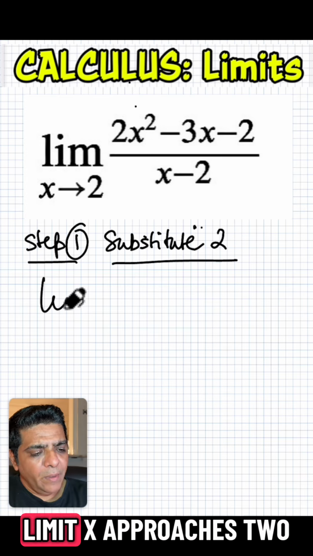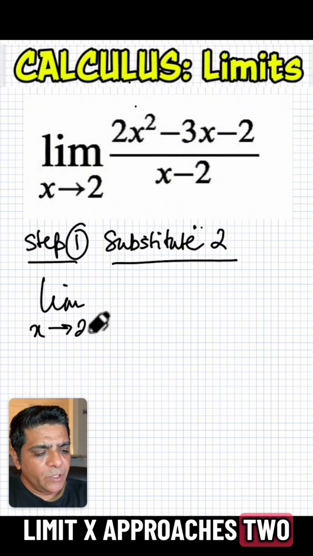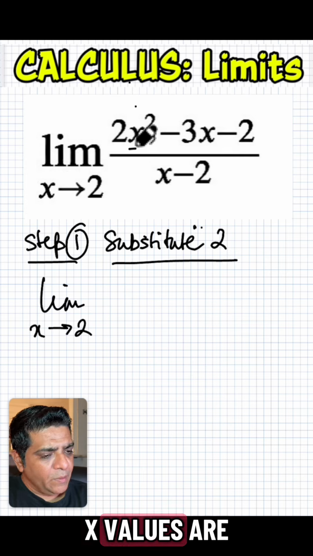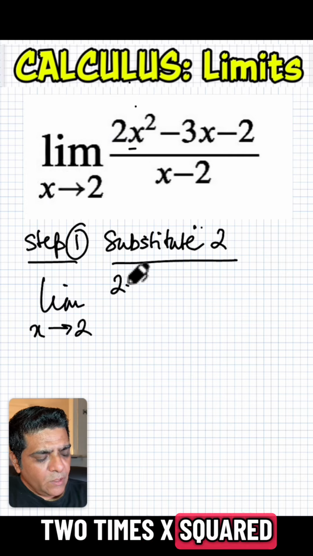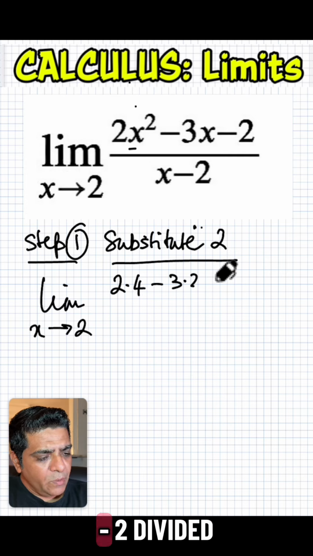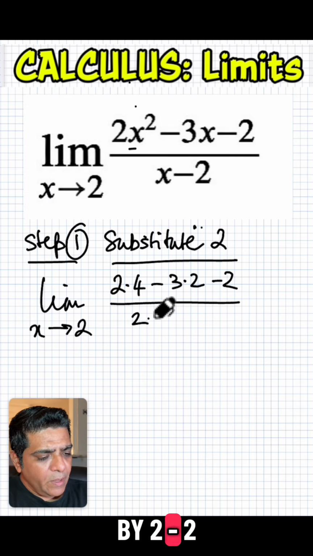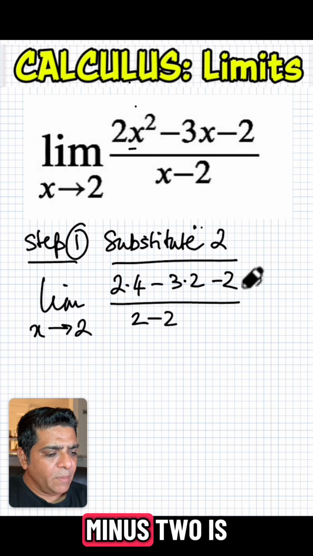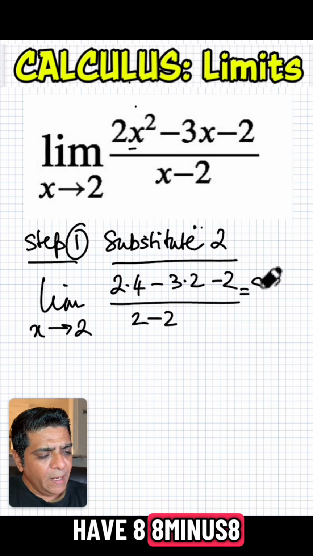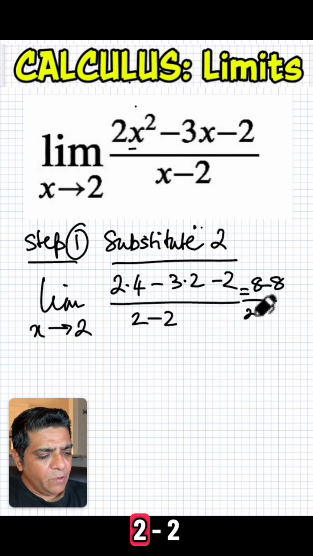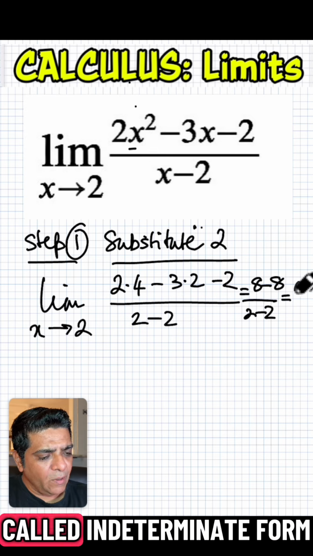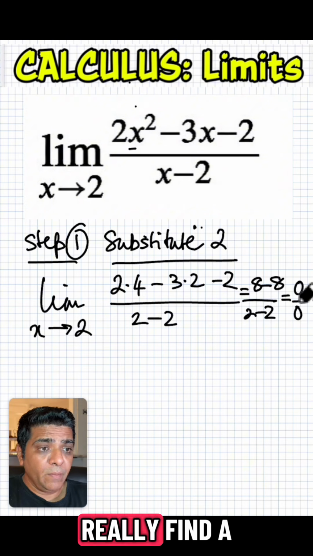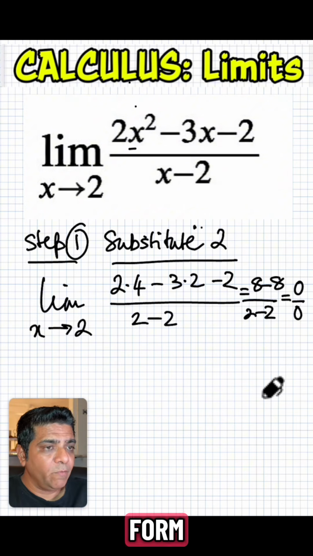So we have limit x approaches 2. I'm just going to put 2 in where all the x values are. 2 times 2 squared is 8, minus 3 times 2 is 6, minus 2 is 8, divided by 2 minus 2. So we have 8 minus 8 in the numerator, and in the denominator we have 2 minus 2. So this is what's called a classic indeterminate form. That means you have 0 upon 0, and we cannot really find a limit with the indeterminate form.